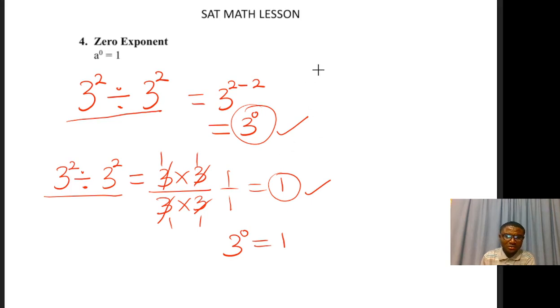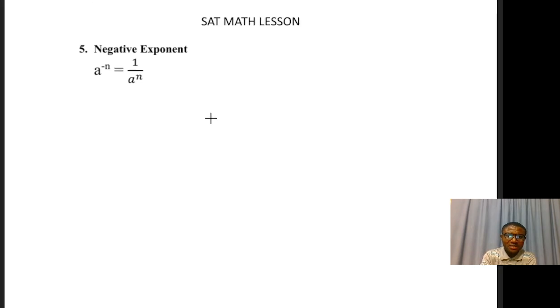Whenever you have anything like a to the power of 0, it must be 1. 21 to the power of 0, it must be 1. 6 to the power of 0, it must be 1, right? So let's go to the next one. The next one is negative exponents.